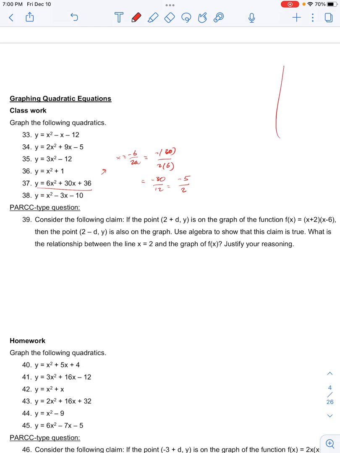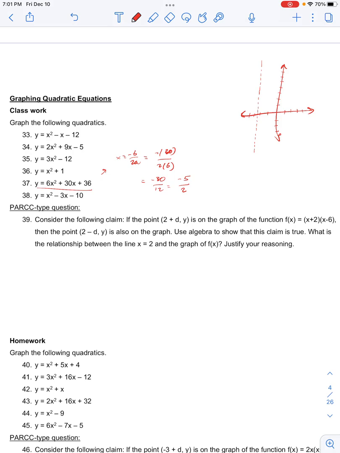So if I start making my graph over here, my vertex will occur at negative 5 over 2, so that's a negative 2 and 1/2, which is right here. So this is going to be also our axis of symmetry, because the vertex occurs at the axis of symmetry.